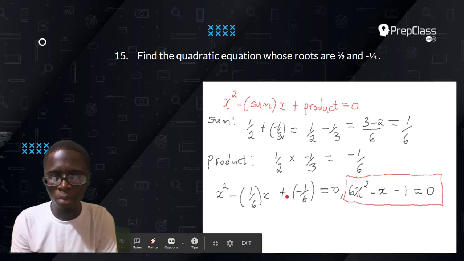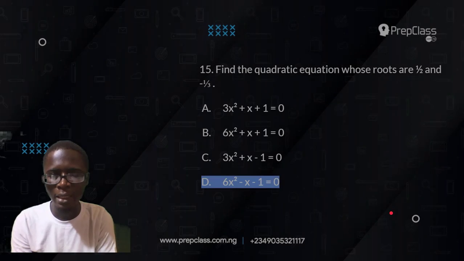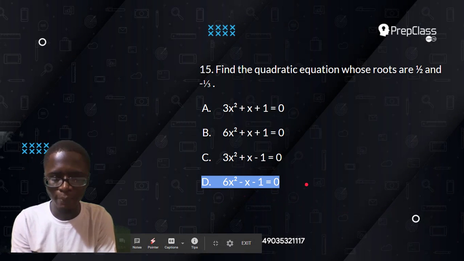So by the time I multiply everything here by 6, just to clear the denominator, discover that here will be 6 times x squared, which is 6x squared, minus this 6 times 1/6, it will cancel, so I'll be left with minus x here. Then plus times minus is minus. 6 times 1/6 is going to give us minus 1. So this gives the equation to be 6x squared minus x minus 1 is equal to 0 as our final answer, which is option D.